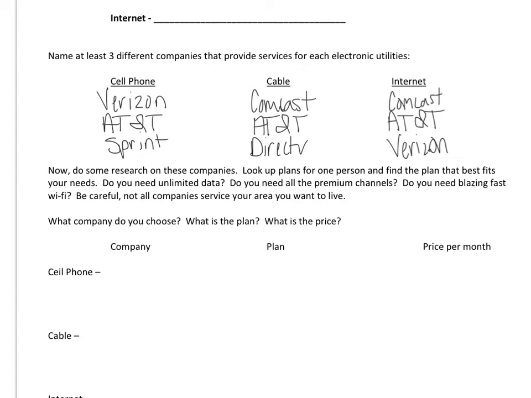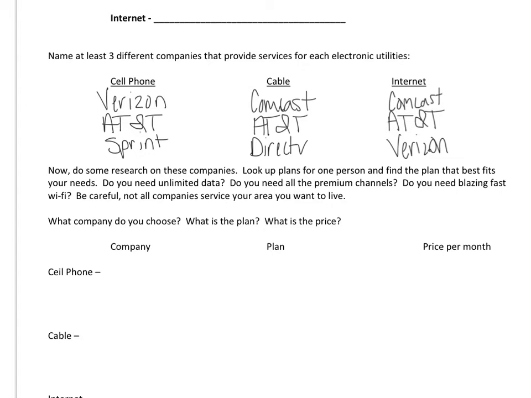So here is the list that we came up with in our Black Day classes. Obviously there are more. The big 3 are Verizon, AT&T, and Sprint, but you also have T-Mobile. There's Virgin Mobile, Cricket, and Boost Mobile and all that stuff. For cable, we have Comcast, which is Xfinity, AT&T, and DirecTV. There's also Dish Network along those lines too. As far as internet goes, again, Comcast and Xfinity, same thing. AT&T and Verizon do provide internet as well.